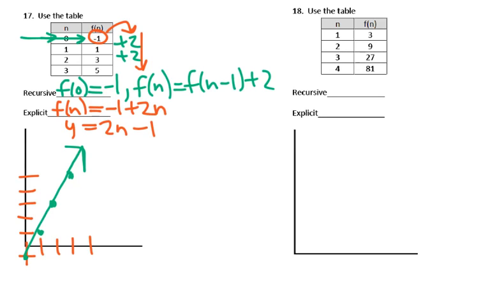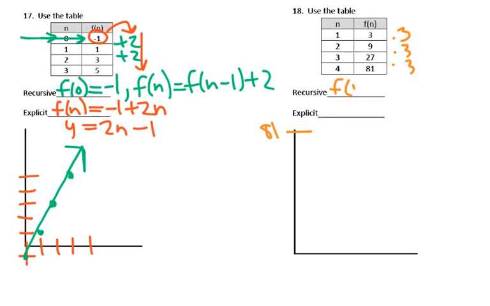Okay, look at 18. Works the same way. So, 1, 2, oh, we go clear up to 81, don't we? So I may have to label this one a little better. So let's start with 81. Let's figure out what our pattern is first. 3 to 9, we can times by 3. 9 times 3 is 27 times 3. So we're tripling, we're timesing by 3. So the recursive, that's easy to deal with.